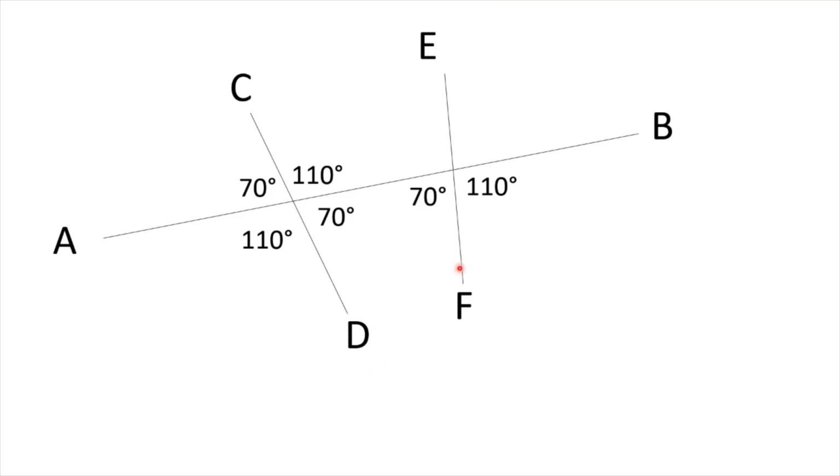All right, now in this one, we've got AB again, we've got CD. This time EF is a slightly different direction, but we're still getting 70 and 110. Does that mean that these two are parallel? Well, no, it doesn't, because the corresponding angles, 110 degrees on this side and 70 degrees on this side, are not equal. These have to be equal for them to be parallel.